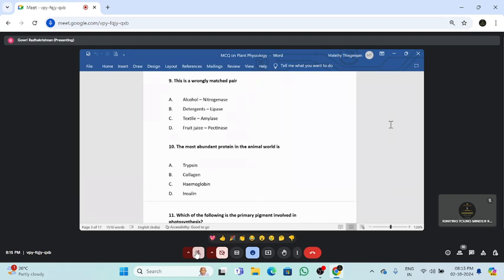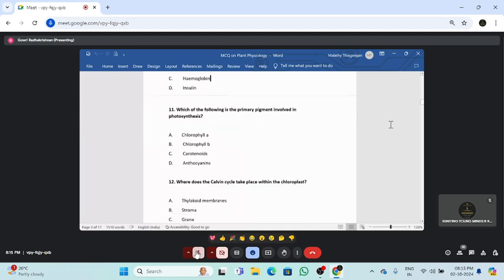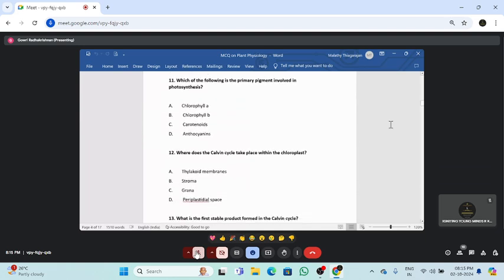The most abundant protein in the animal world is? Collagen, ma'am. Yes, collagen. Very good. Option B, collagen. Which of the following is a primary pigment involved in photosynthesis? Option A. Yes, chlorophyll A. That is the main pigment involved in photosynthesis. Right.